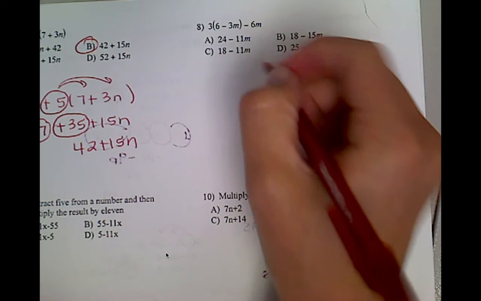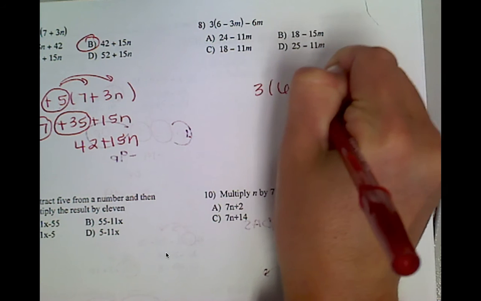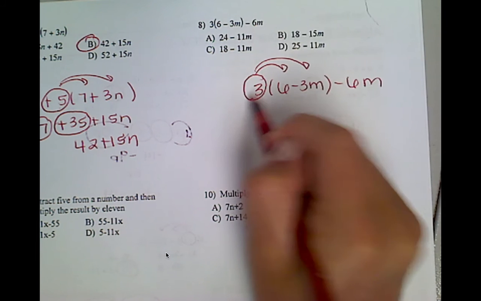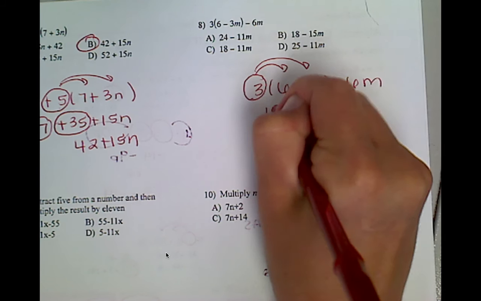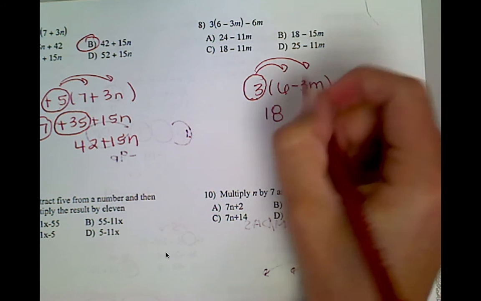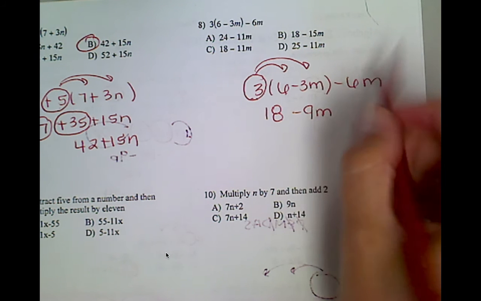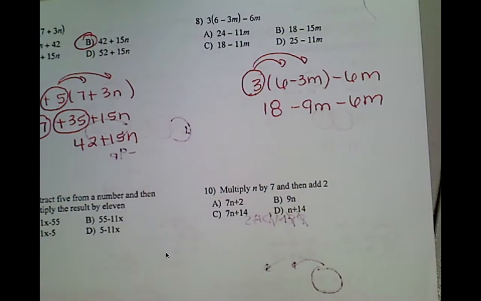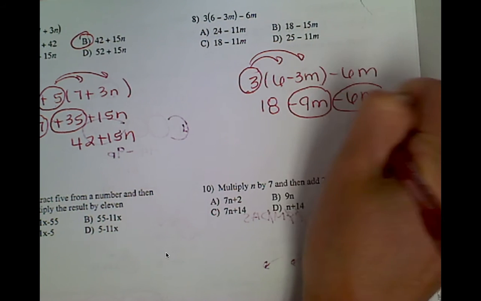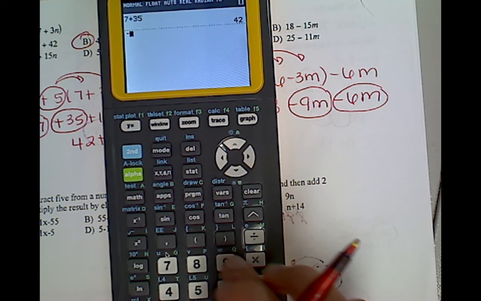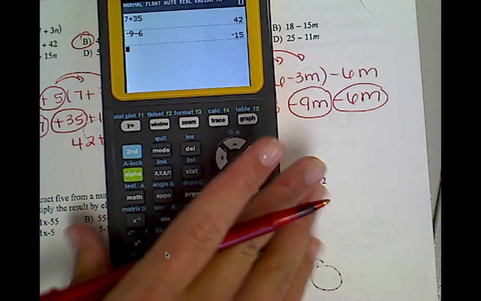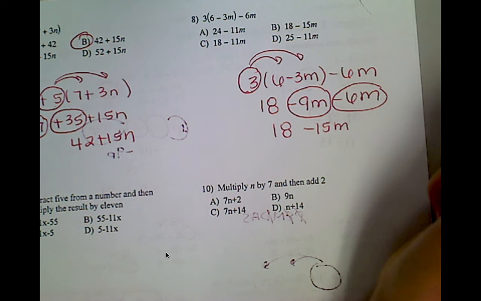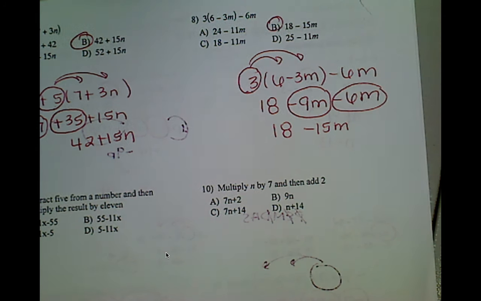Okay, once again, we got 3 times 6 minus 3m minus 6m. We're going to distribute that positive 3 to both pieces. Positive 3 times positive 6 is a positive 18. Positive 3 times a negative 3m is a negative 9m. And the negative 6m is not in the parentheses, so we're just going to bring it down. Once again, if you don't know negative 9m minus 6m, use your calculator. Negative 9 minus 6 is going to give you a negative 15, so you have negative 15m. And we're going to bring down the 18. So 18 minus 15m should give you a B.